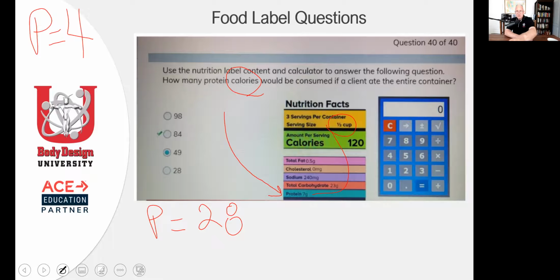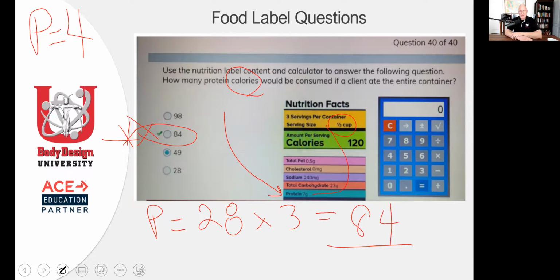Well, how many servings are in the container? If you ate the entire container, you got 3 servings. So what's 28 times 3? I sure hope it's 84. Let me see. 8 times 3 is 24. You put the 2, 6, 7, 80. Voila, there it is. Does that make sense?